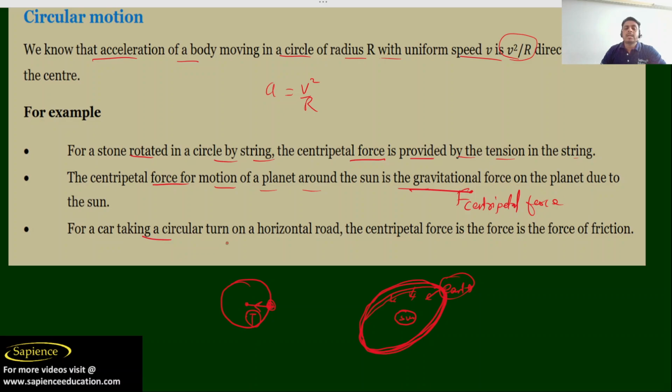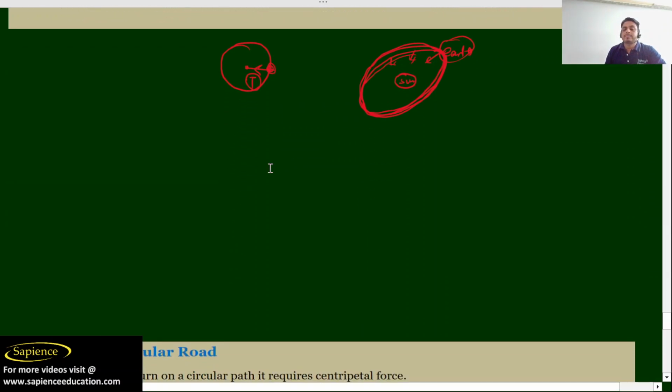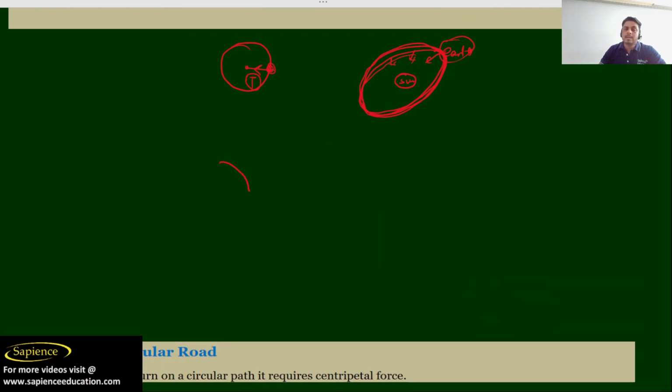Now for a car taking a circular turn on a horizontal road, the centripetal force is the force of friction. Very important. As we know, when the car is moving here, there will be a need for a centripetal force. So which type of force is acting in this turning of the car? Can you find it? No strings are there, so there will be something.